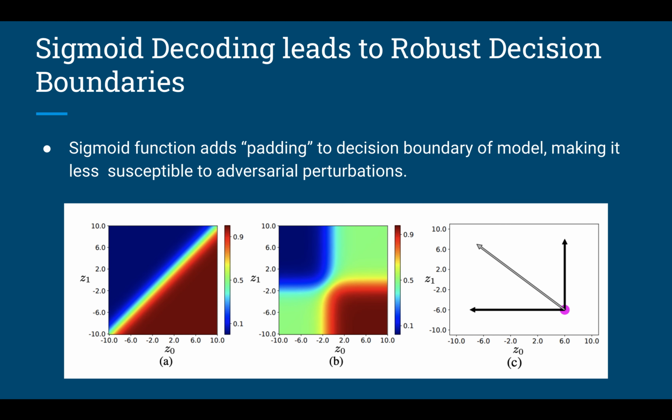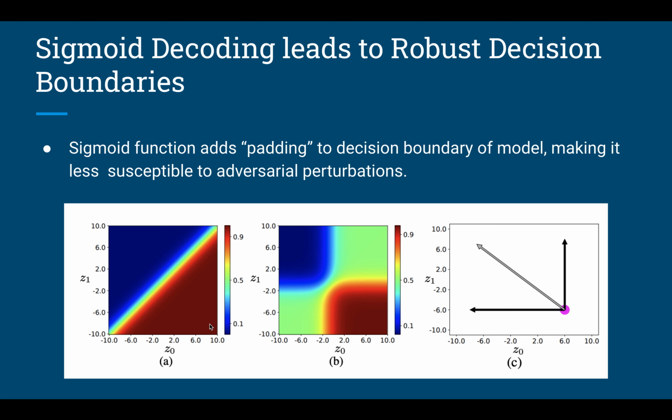Okay, so essentially what this sigmoid decoding function is doing is adding padding to the decision boundary of our model, thus making it less susceptible to adversarial perturbations, as can be seen in these figures. So this is a two-class classification setting where red indicates the model predicts a high probability of class 0, and blue indicates a low probability of class 0, and therefore a high probability of class 1. Figure A is using softmax decoding, whereas figure B is using the aforementioned sigmoid decoding. And as we can see here, compared to softmax decoding, sigmoid decoding results in a much larger region where the model is unsure of its predictions, and this unsure region is denoted by this green here, where the model is about as sure of the example being classified as class 0 versus 1.